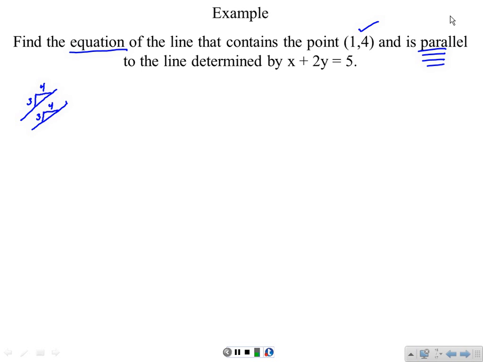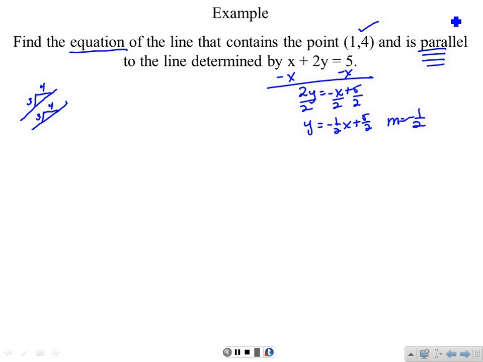You need to find the slope of the line given. So if we find the slope of this line, we have x plus 2y. It's got to be in slope-intercept form, so we would subtract x from both sides, and then divide everything by 2. And so we have y is equal to negative 1/2 x plus 5 halves. So my slope is negative 1/2. And since my slope for this line is negative 1/2, then my slope for a parallel line is also going to be negative 1/2.